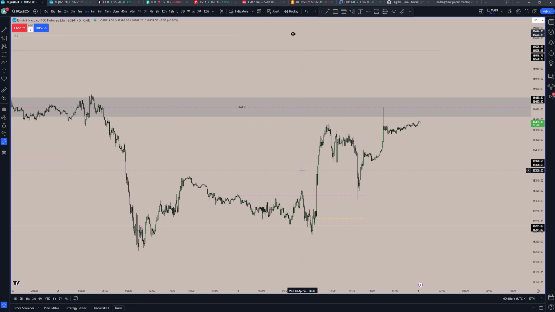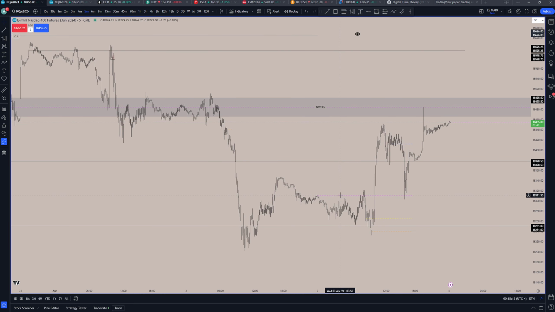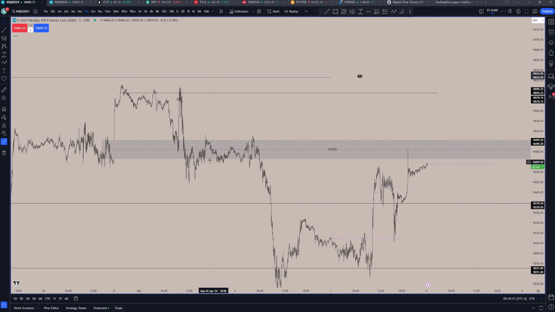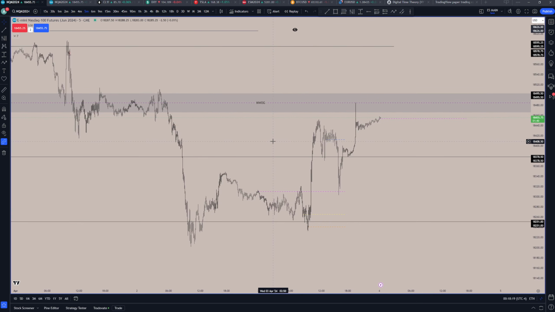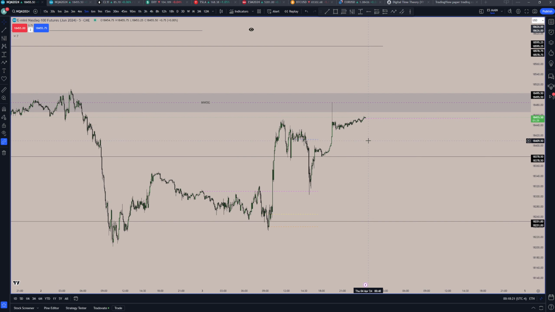Just a little recap of what's been going on in the week so far, and I definitely do want to see these highs be taken out, and then we'll move on from there. So definitely look at the Icarus model for the weekly session, the weekly time models, and let's see what happens there.